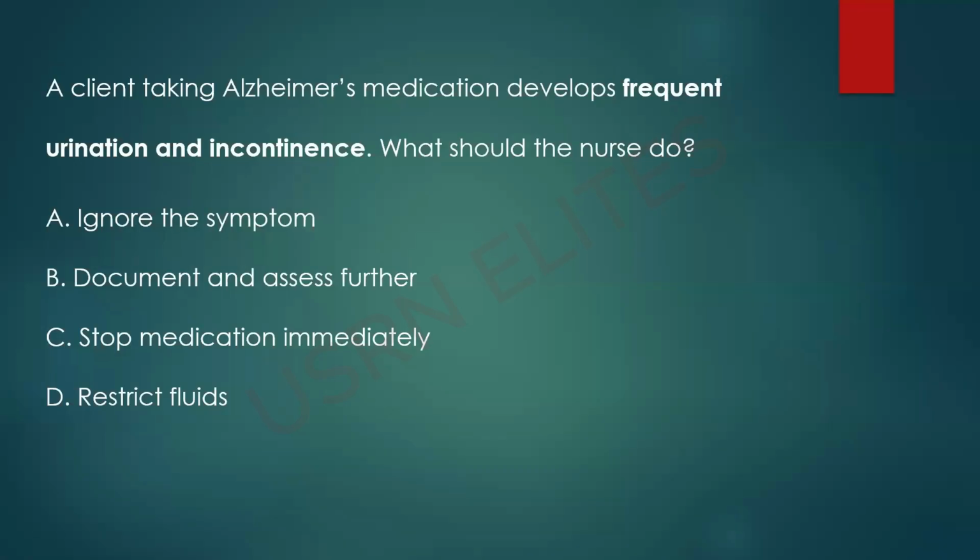A client taking Alzheimer's medication develops frequent urination and incontinence. What should the nurse do? A. Ignore the symptom. B. Document and assess further. C. Stop medication immediately. D. Restrict fluid.